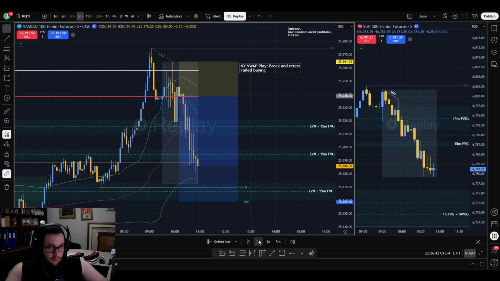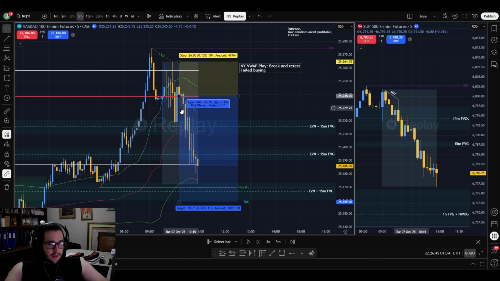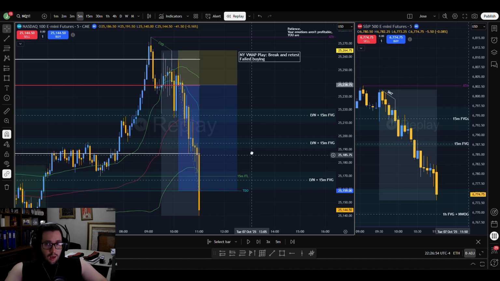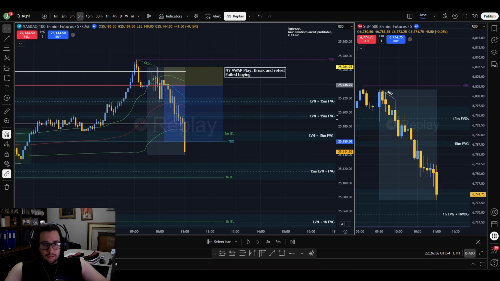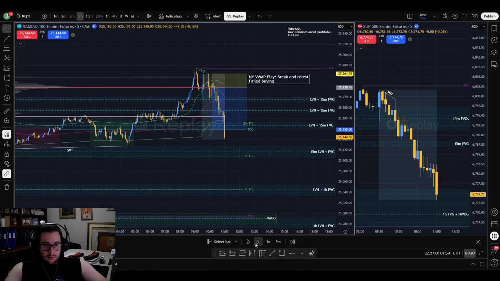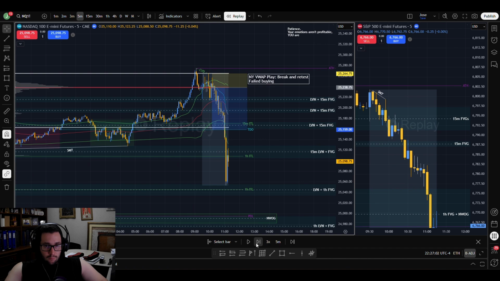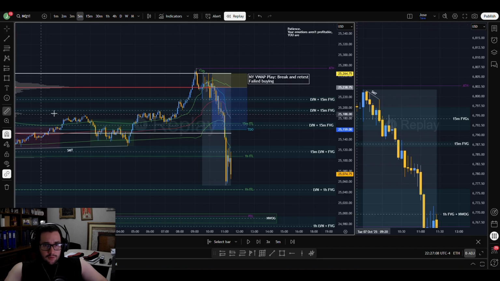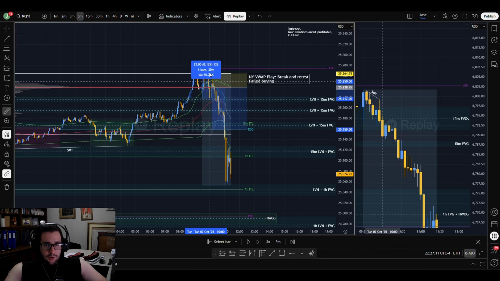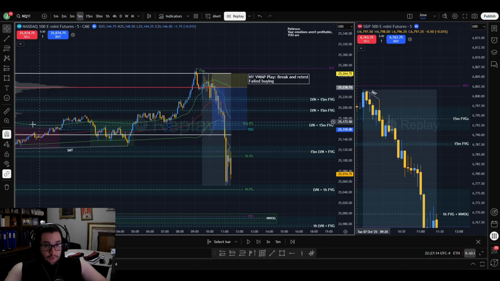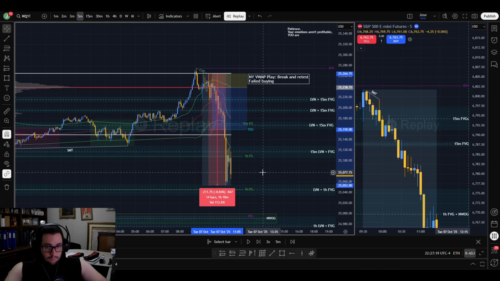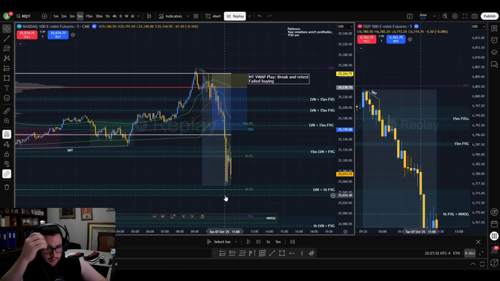Obviously, in hindsight, it looks good. I think I realized it when I was already hitting those draws on liquidity, but this would have ended up working out. Then we got a lot of sell volume all the way down to the new week opening gap. See that volume? We went from having a 47-point range to a 200-point move, and it's still early in the morning. It was like 11 a.m.